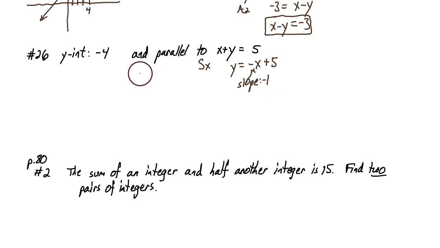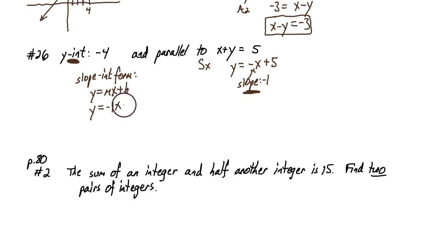We want to create an equation for a line with a slope of -1 and a y-intercept of -4. We know the slope and we know the y-intercept. It makes sense to use slope-intercept form. The formula for that is y equals mx plus b. We know the value of m, it's -1. And we know the value of b, the y-intercept, it's -4. Here's our equation.